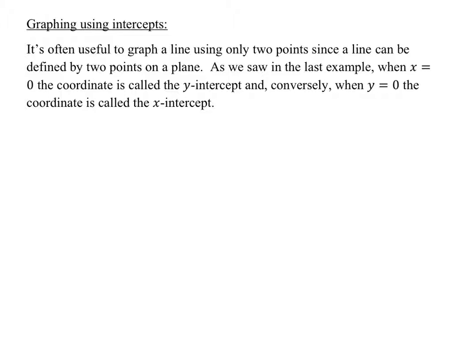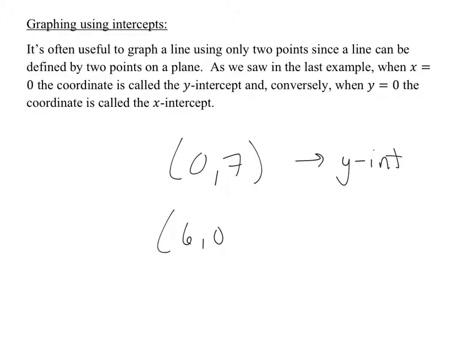And think about it logically. If I said that the value of the y-intercept is 7, what's the coordinate that represents that? What's the coordinate? 0, 7. Right, that's a y-intercept, for example. An example of an x-intercept would be 6, 0.